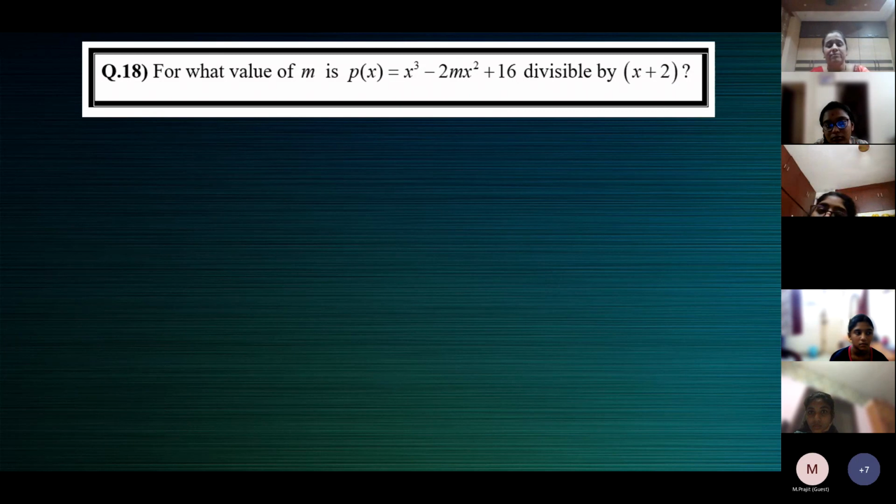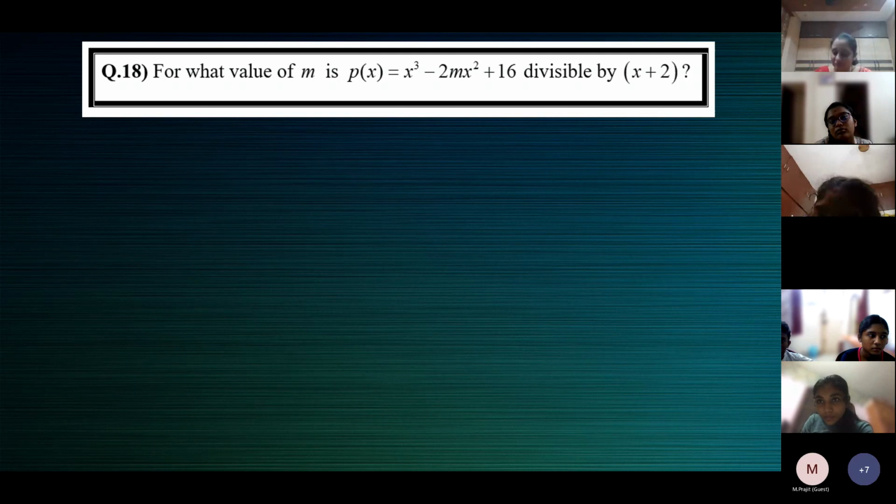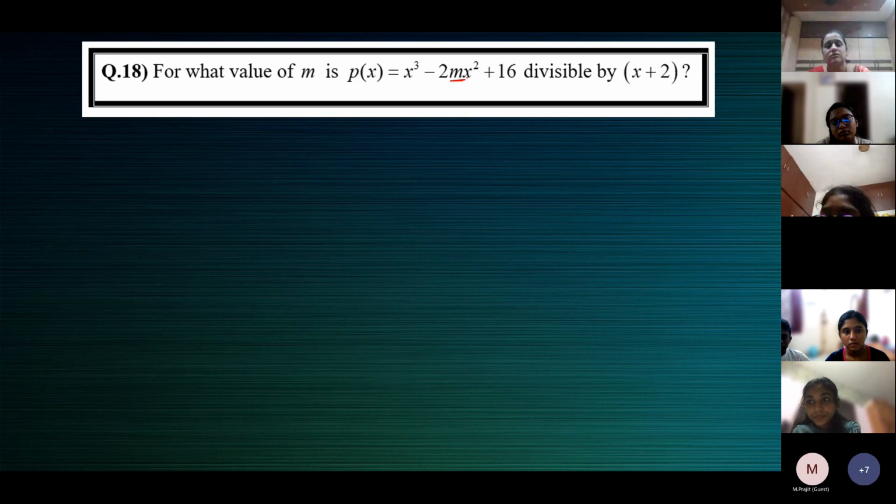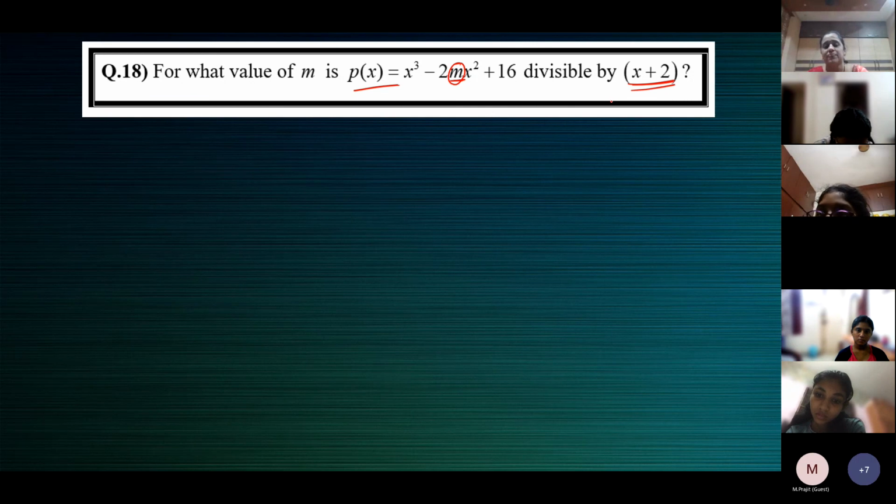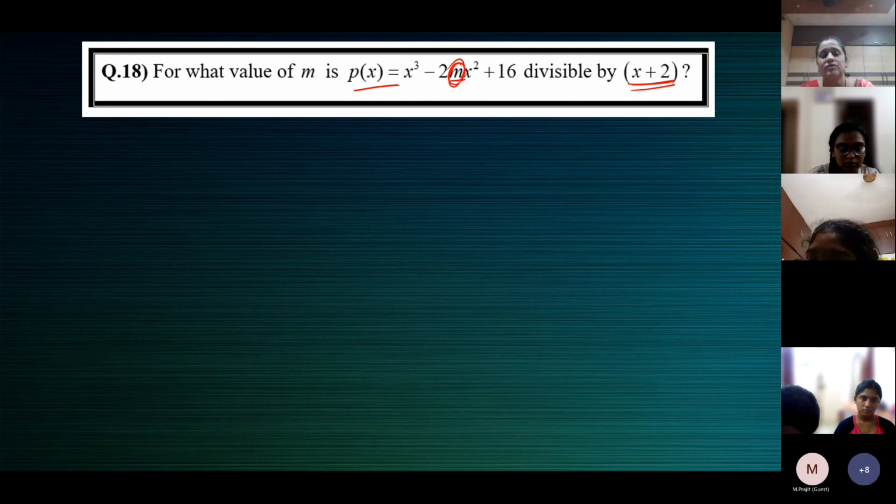For what value of m is p of x divisible by x plus 2? What should be the value of m? Where is m? Here is m. So for what value of m will p of x be divisible by x plus 2? What should be the value of m so that p of x, this polynomial, is divisible by x plus 2?